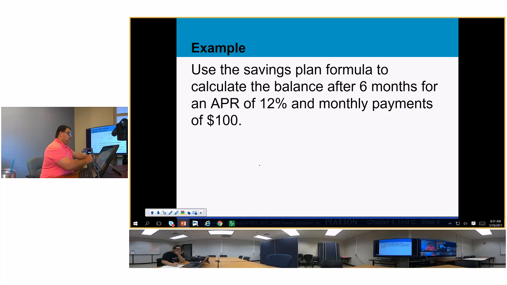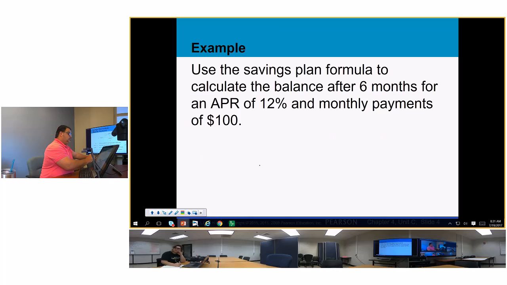Even though it's working better, and I'm appreciative that it's working better, it's a whole lot easier for me to do this on the overhead, on the document cam. So use the savings plan formula to calculate the balance after 6 months. Okay, 6 months. You don't use 6 months. Somebody tell me what you use instead of 6 months.